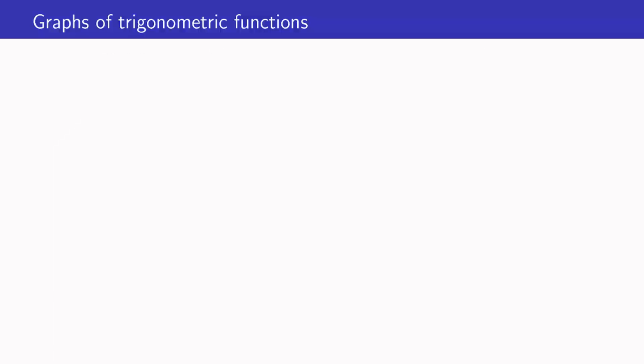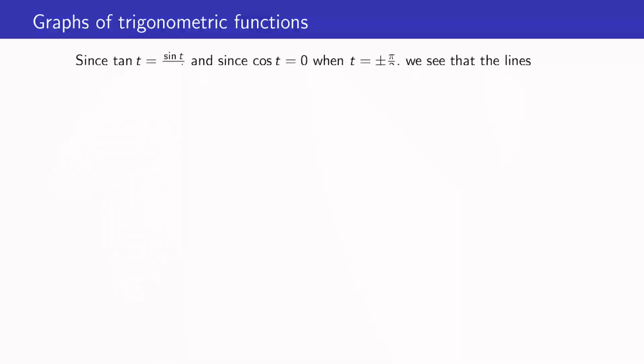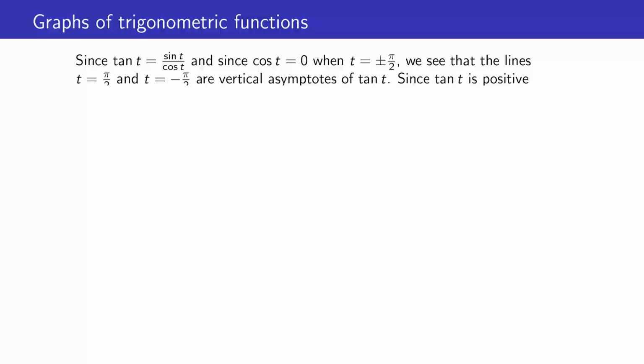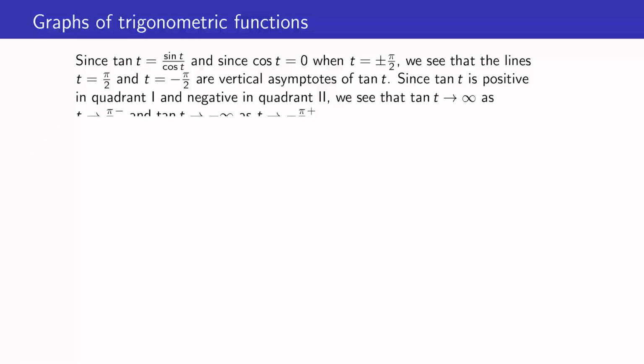Sketching graphs of the tangent function is similar to sketching graphs of the sine and cosine function. Let's recall here that tan t is given by tan t = sin t / cos t, and since cos t is equal to 0 when t is equal to either π/2 or −π/2, we see that the lines t = π/2 and t = −π/2 are vertical asymptotes of tan t.